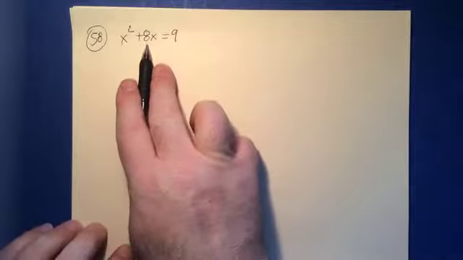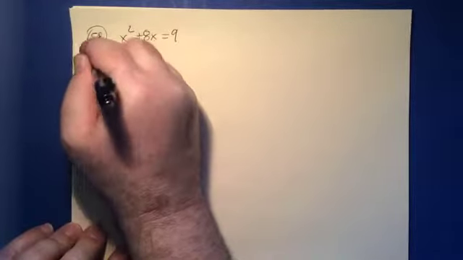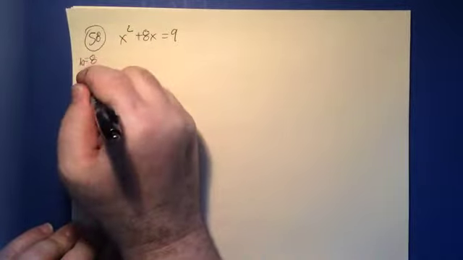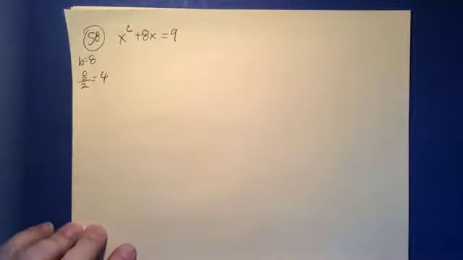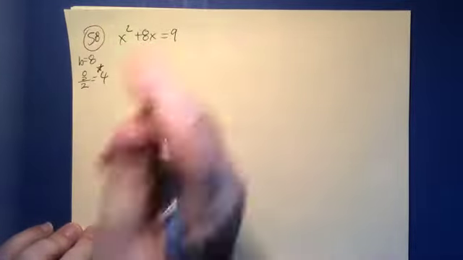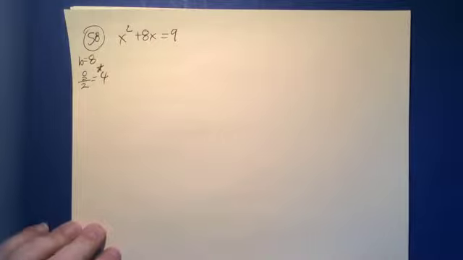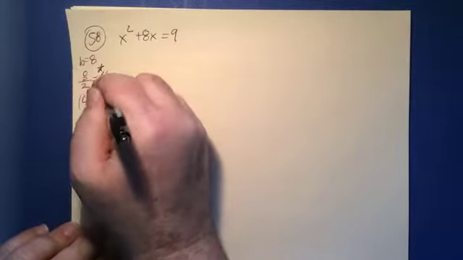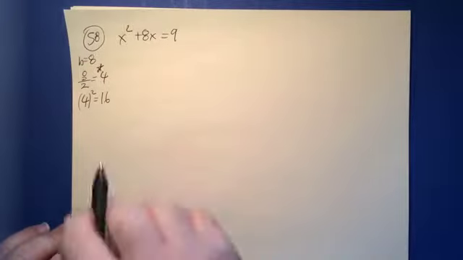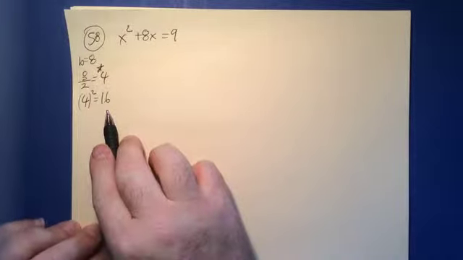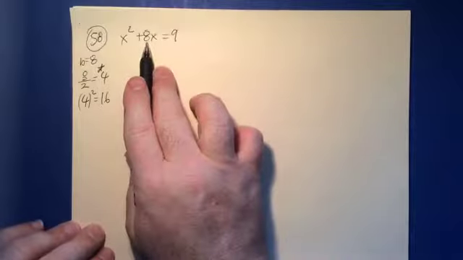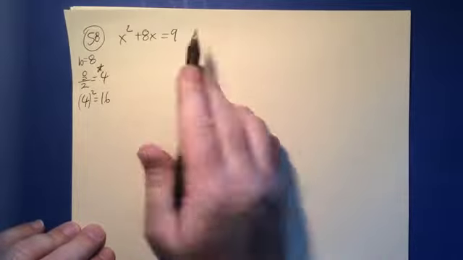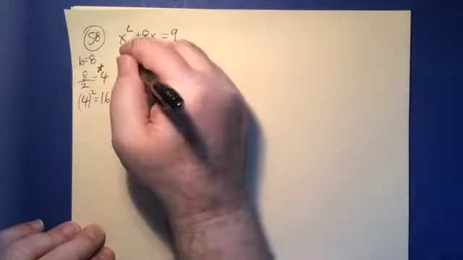I'm going to take the value of b, which is equal to 8, and divide that by 2 to get the value of 4. I'm going to star this, just like I did in the last problem. Once I take the 4, I square this value, and I get 16. So now what I'm going to do with this 16 is add 16 to both sides. And I'm going to do it exactly like this.